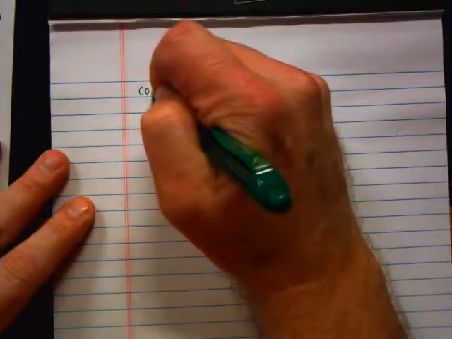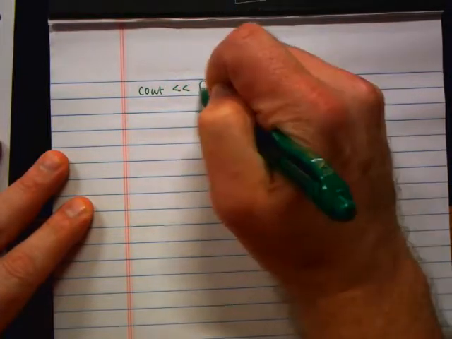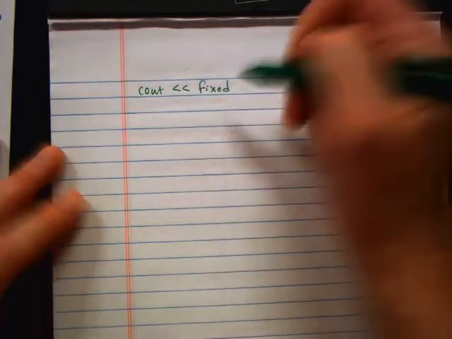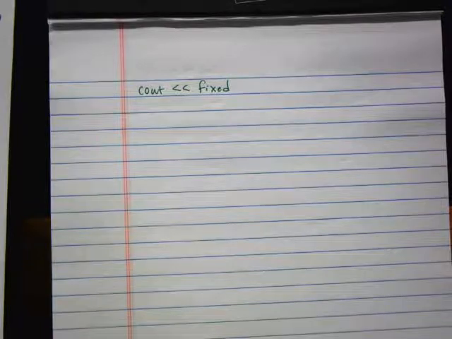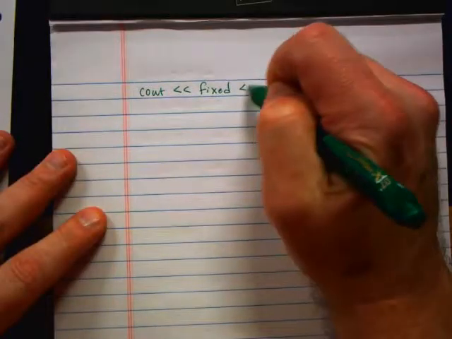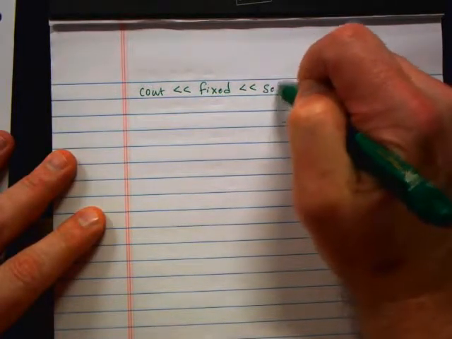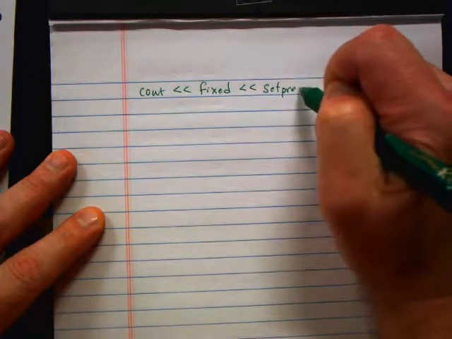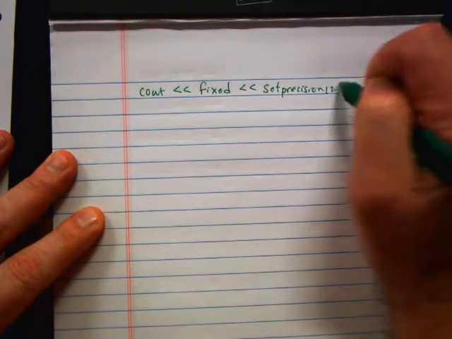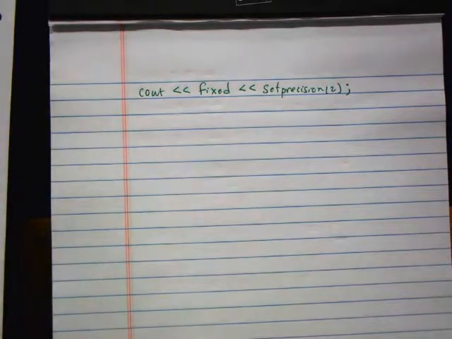You need 2 commands: cout << fixed, which tells it I want a fixed number of decimal places, and then you do setprecision(2). What that will do is, from that point on, everything in the program that's a decimal will be printed to 2 decimal places.